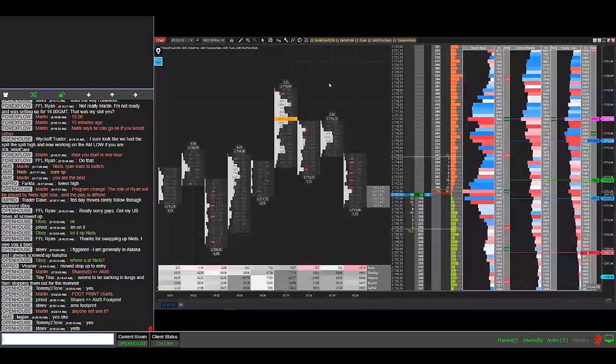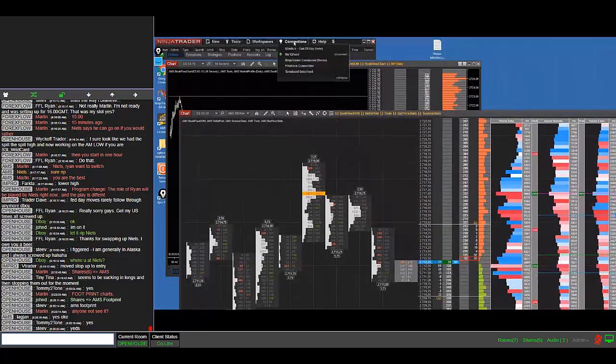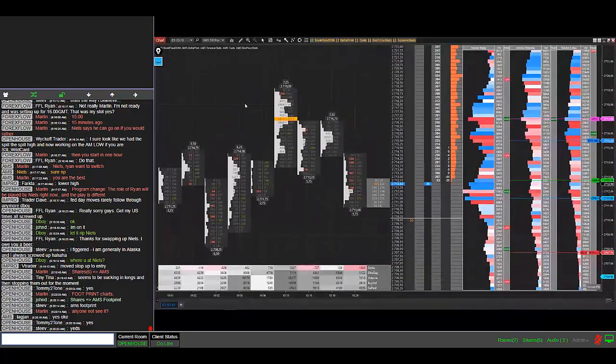Okay, cool. I'm gonna kill the data feed, because I don't want it jumping up and down the whole time. What I want to show you is how I trade, what I look for, and maybe go over the trade I just posted in the room. I think you all saw that one.